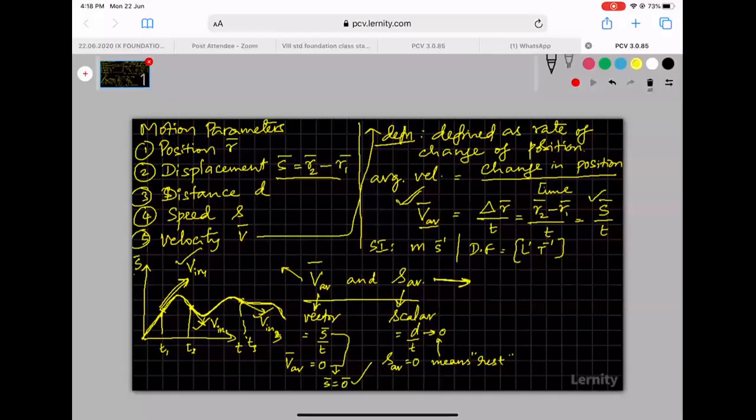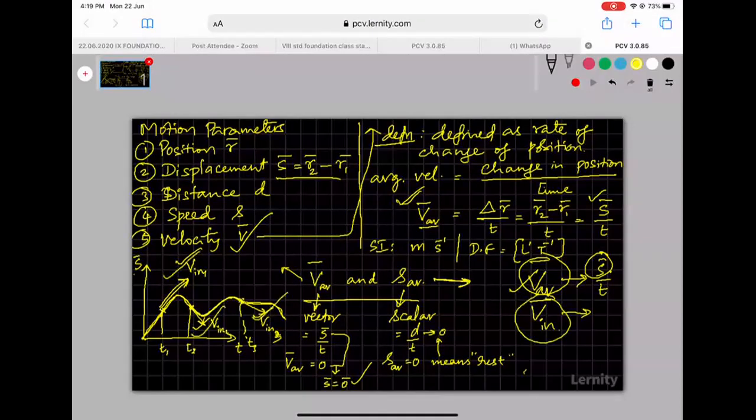What about the direction of velocity? We have seen two velocities: average velocity and instantaneous velocity. What about the direction of these two? Average velocity is nothing but displacement by time taken. So displacement's direction is nothing but the direction of average velocity. We knew the direction of displacement is from the initial point to the final point. So the direction of average velocity over an interval of time is also from the initial point to the final point. The direction of instantaneous velocity is given by these tangents.